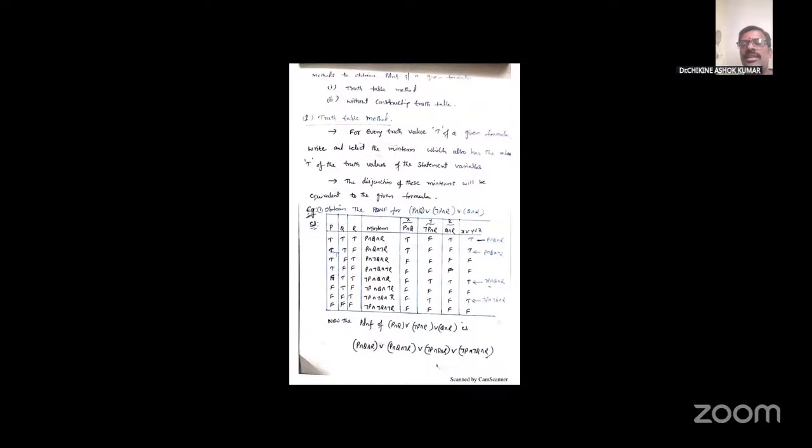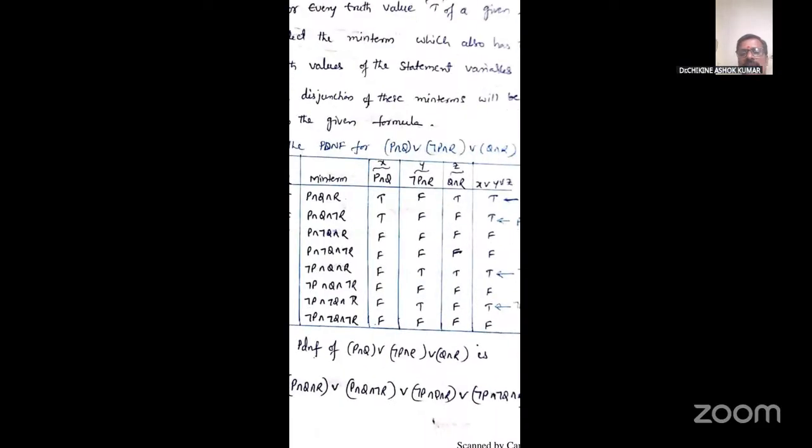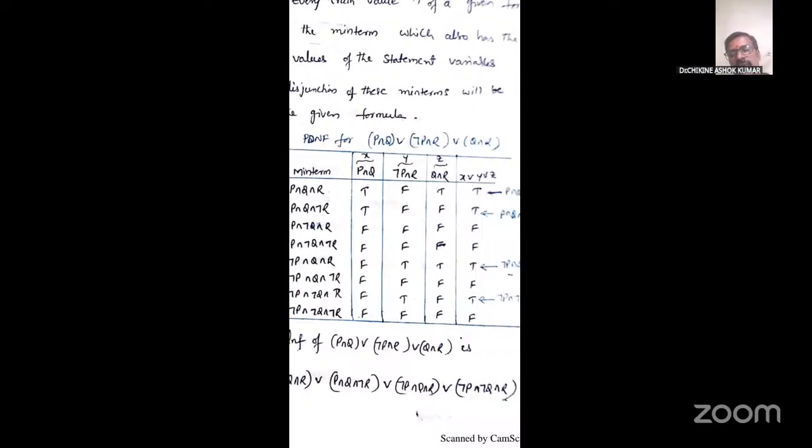The principal disjunctive normal form of P intersection Q union negation P intersection R union Q intersection R is this, the answer: P intersection Q intersection R, union P intersection Q intersection negation R, union negation P intersection Q intersection R, union negation P intersection negation Q intersection R. So these are the required principal disjunctive normal form of the given formula.